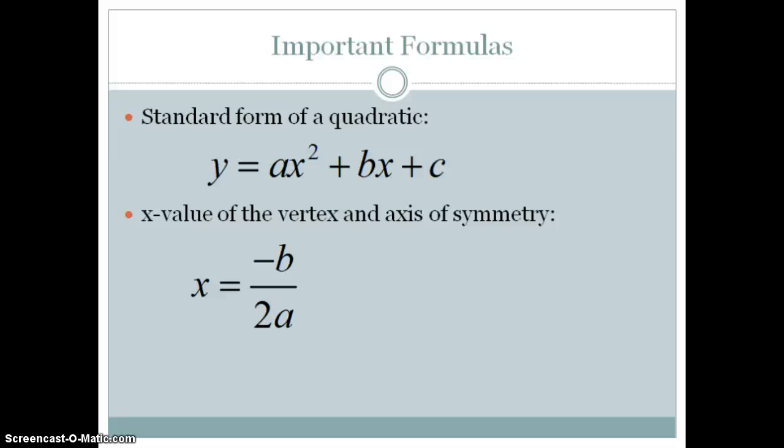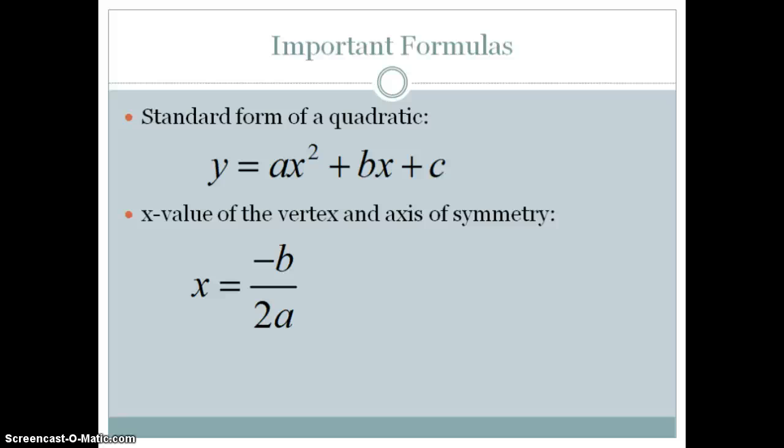The important formulas that you need to know. Okay, the most important one of this entire unit is that first one right there, the standard form of a quadratic. In order to do pretty much anything with these, we need it to be in that form. And it's y equals ax squared plus bx plus c. Whenever I say standard form, this is what I'm talking about.